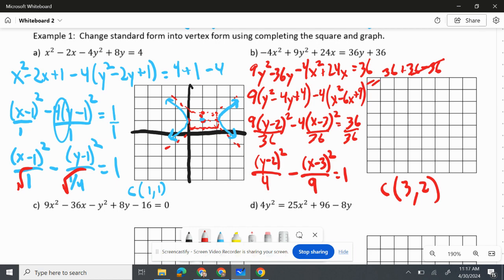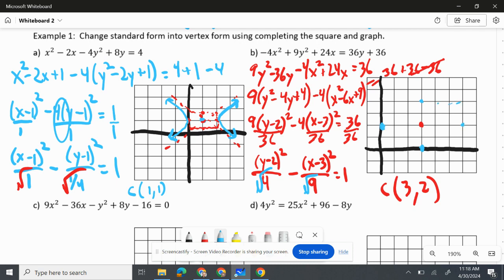What I'm going to do is shift over my axis in order to fit it on there. And so what I have is 3, 2. And then I'm going to make my box. So the square root of 4 is 2. So I'm going to go up 2, down 2. The square root of 9 is 3. So left 3, right 3.